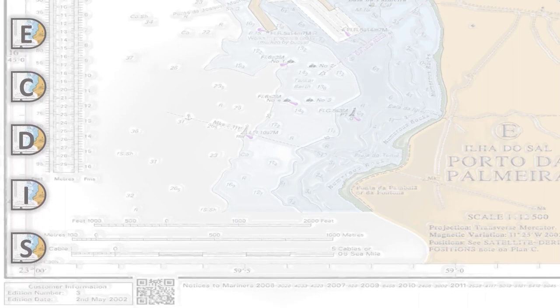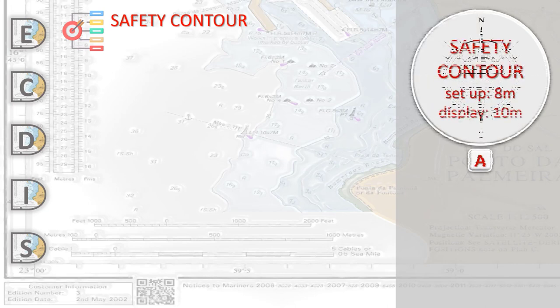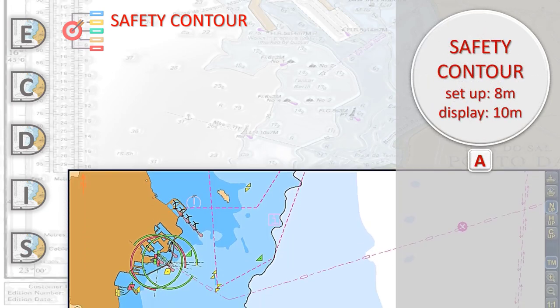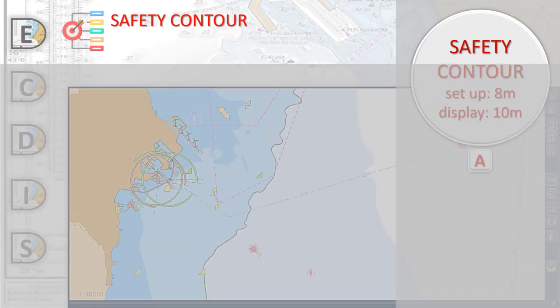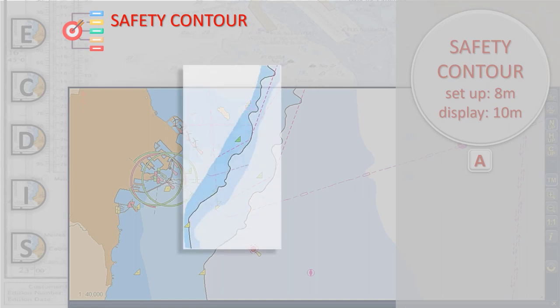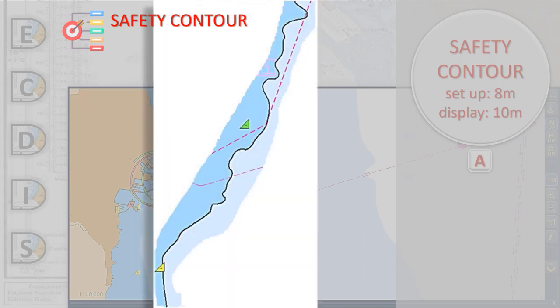The safety contour display can only use depth contours already available in the chart. If you set a safety contour value of 8 meters and this contour is not available in your chart, the 10 meter safety contour will be displayed and used for triggering contour alarms. The 8 meter value is still used by the ECDIS for other alarm and display functions, such as how to treat and display isolated dangers.